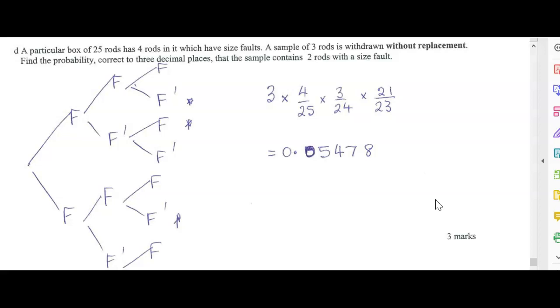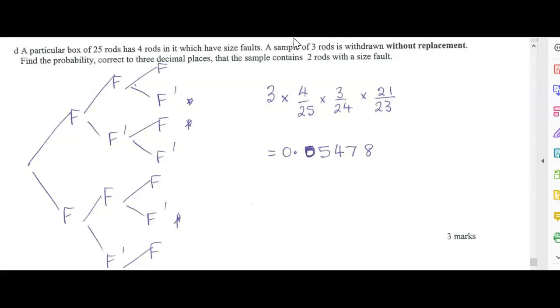So we've got a particular box of 25 rods, has 4 rods in it which have size faults. Okay, so that's where the 4 out of 25 has come from. A sample of 3 rods is withdrawn, so that means we do the tree diagram 3 times without replacement. So each time your number of rods, in this case, decreases by 1. Find the probability correct to 3 decimal places that the sample contains 2 rods with a size fault.